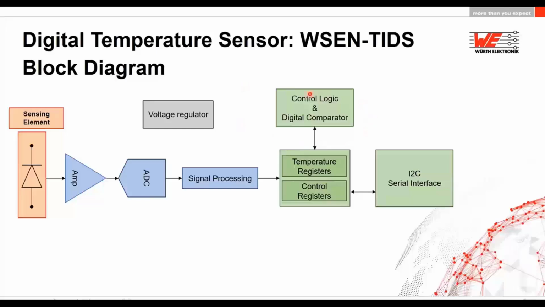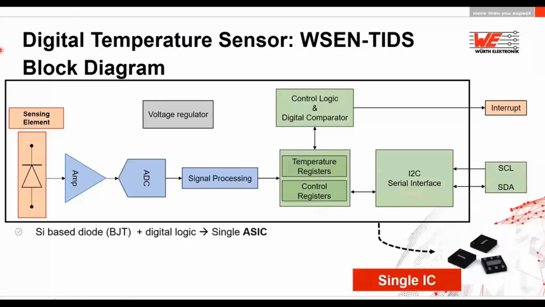There is also a dedicated control logic and digital comparator where the user can store his own temperature, and the measured temperature is then compared with the user-defined temperature in order to generate an interrupt. The temperature registers can be easily read from the I2C serial digital interface. That two-wire interface you can connect directly to your microcontroller. So at the end, the whole sensing element, the analog front end and the digital front end are all combined in one single IC.